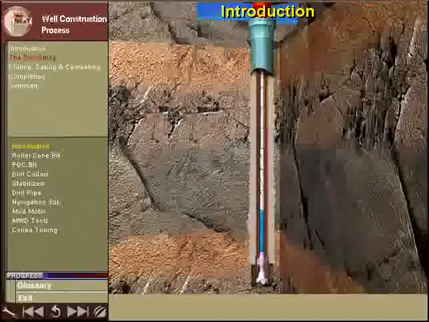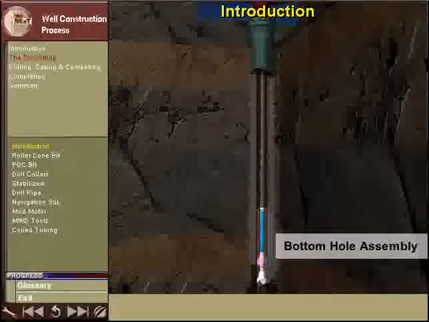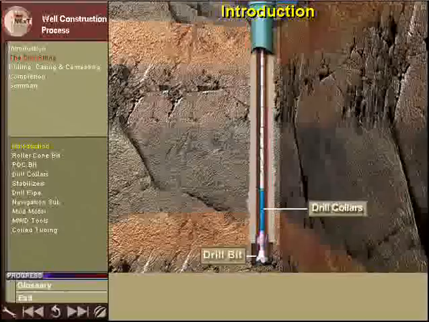Before covering the drilling and casing process, it will be helpful to identify the basic components of a drill string. The drill string consists of the pipe and other equipment that are used to actually drill the well. We will discuss the drill bit, which is the rock cutting tool, and is connected to the bottom of the drill string. The portion of the drill string above the drill bit is known as the bottom hole assembly, or BHA.